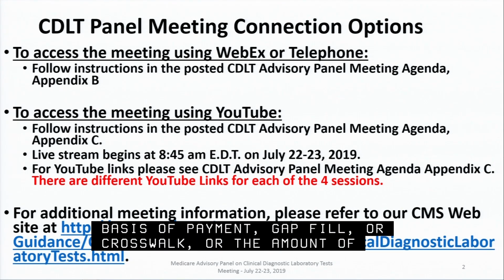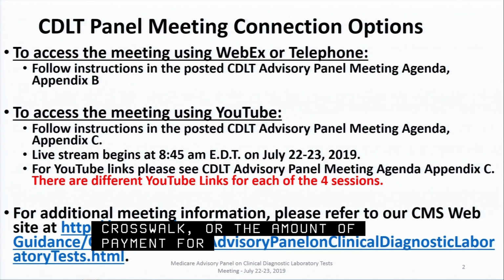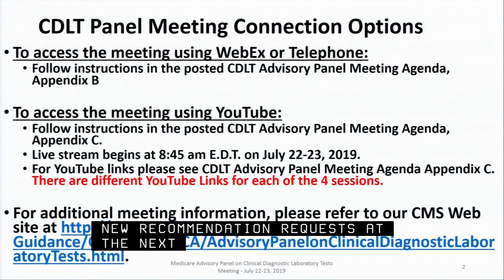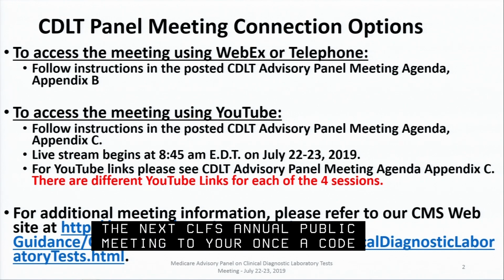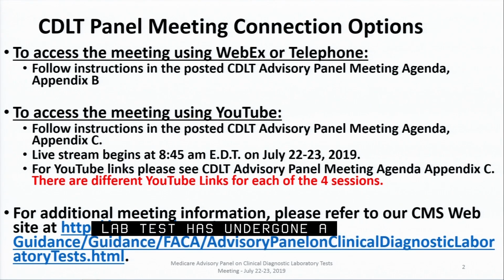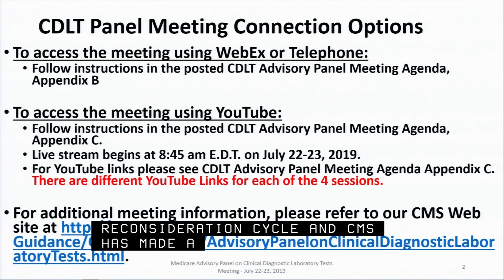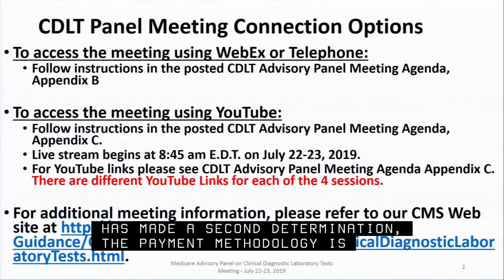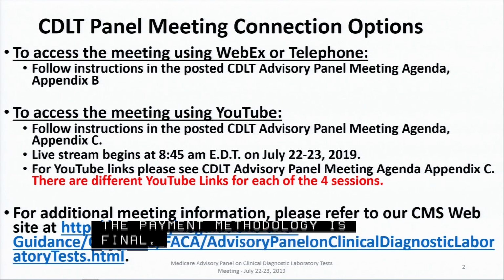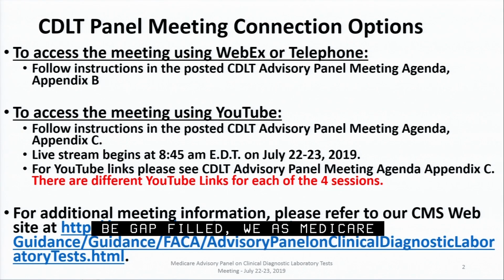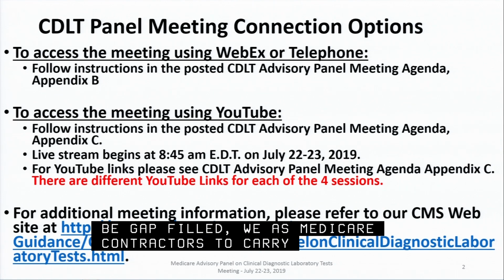The public may comment on these reconsideration requests at the next CLFS annual public meeting. Once a code or a lab test has undergone a reconsideration cycle and the CMS has made a second final determination on the code or test, the payment methodology is final. For any new test code that would be gap filled, we ask our Medicare contractors to develop carrier-specific gap fill amounts by April 1st of the following year. These amounts will then be finalized by September 30th of that year.